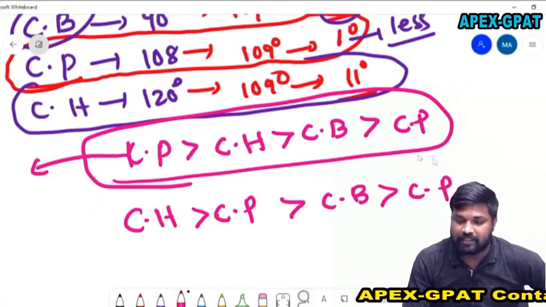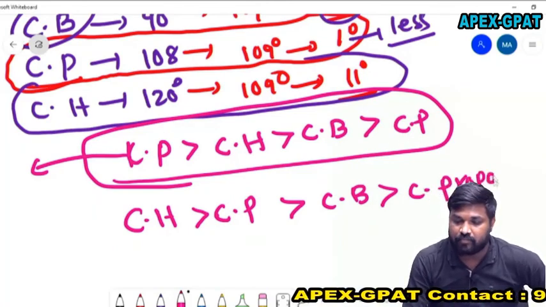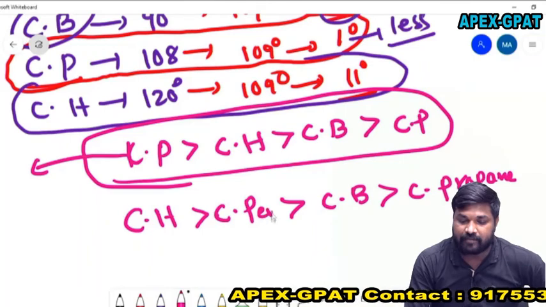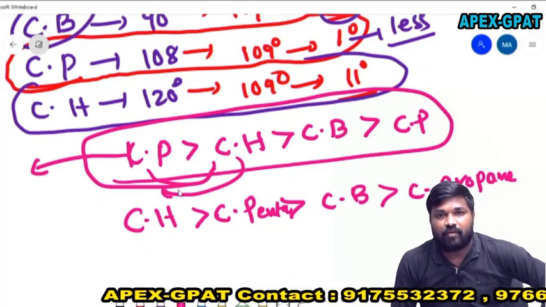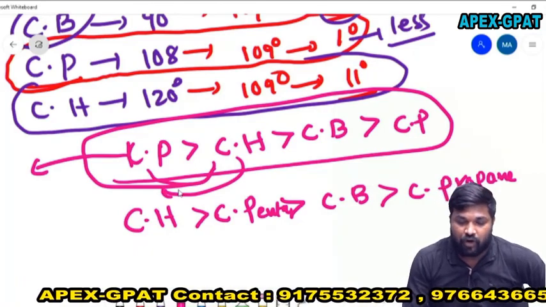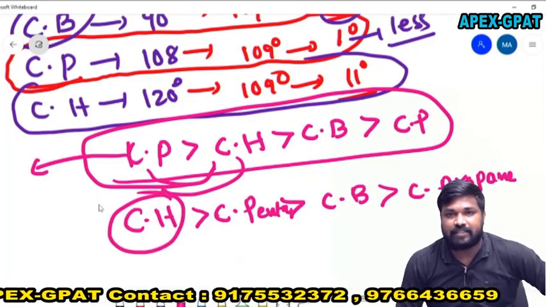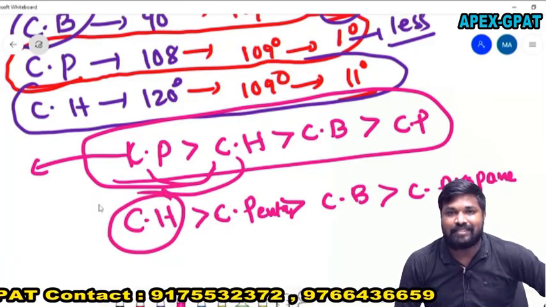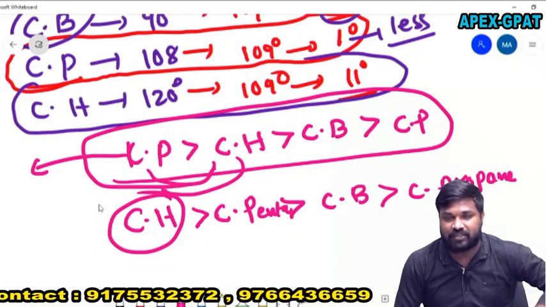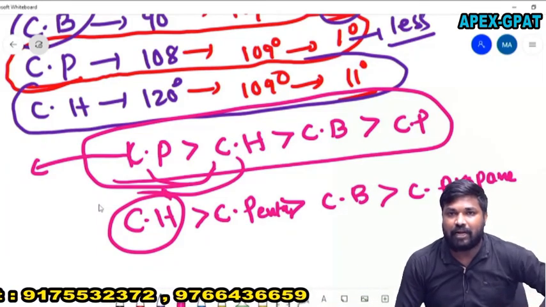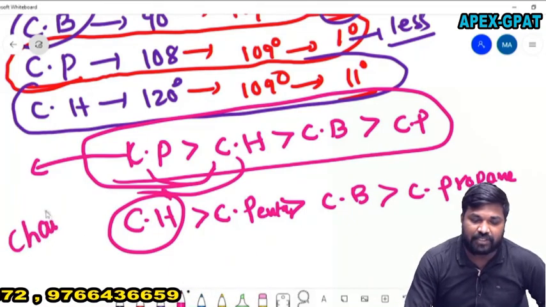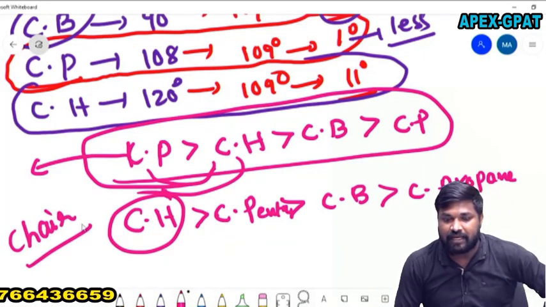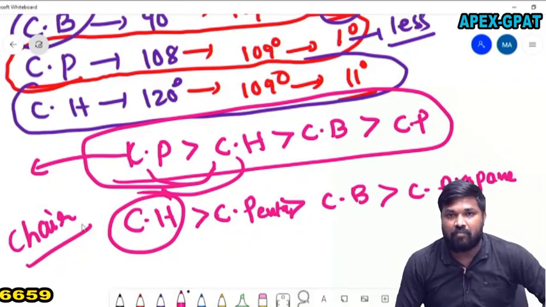Are you getting it? This is propane, this is pentane. Just here is the difference. Why? We know that cyclohexane can easily adopt conformations, and it can adopt the more stable chair conformation. So that's why cyclohexane is the more stable.